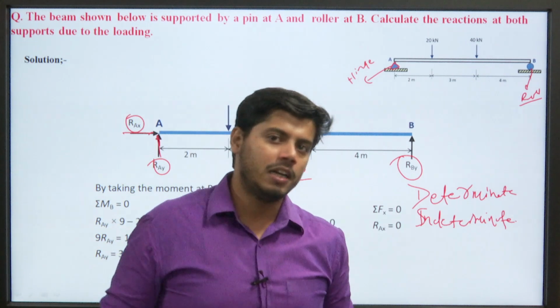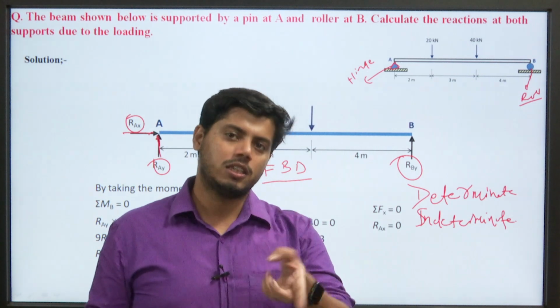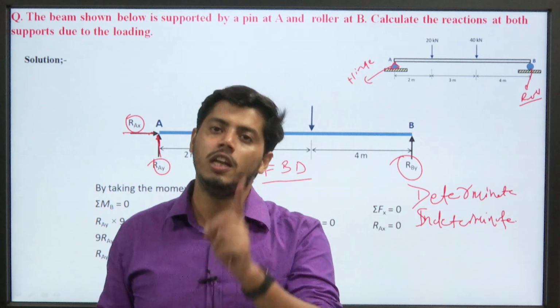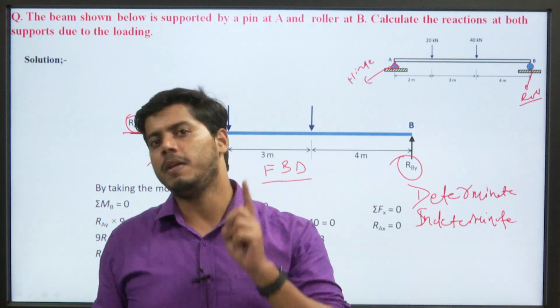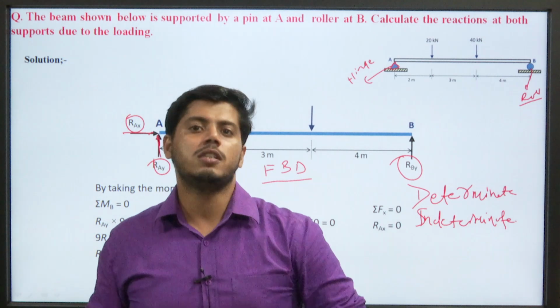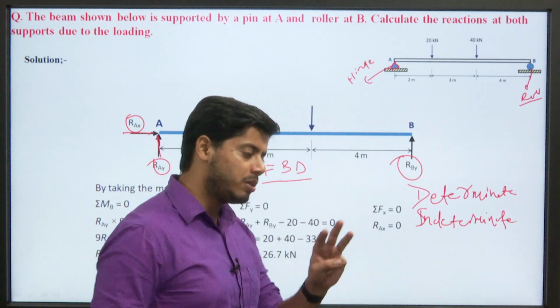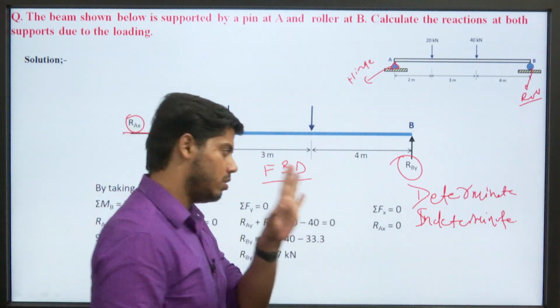An indeterminate structure is just the vice versa: a structure in which the reaction forces cannot be calculated using only the equilibrium equations. Such a structure is said to be an indeterminate structure. So, what are the equilibrium equations? The equilibrium equations for a 2D structure are basically three.